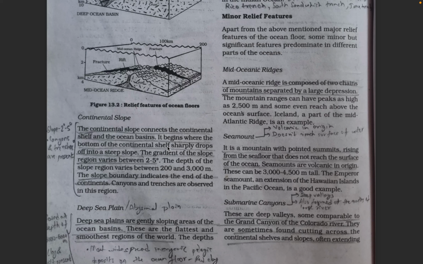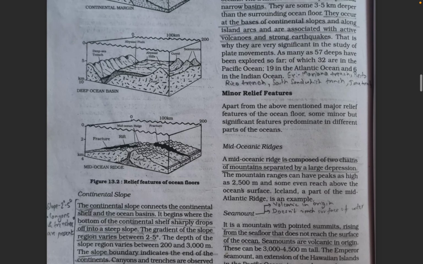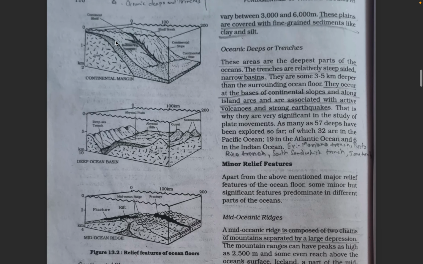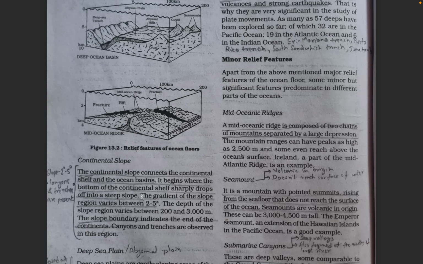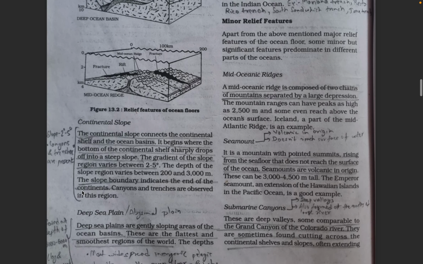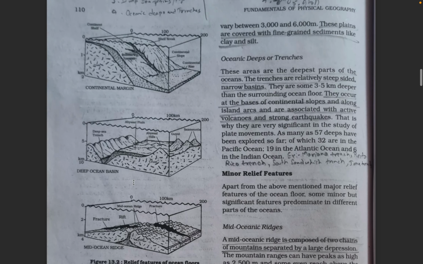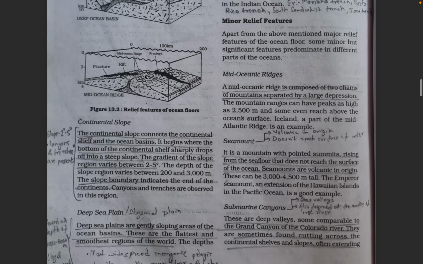It begins where the bottom of the continental shelf sharply drops off into steep slopes. So where the continental shelf sharply drops, a steep slope is detected. This is the continental slope, and the gradient is around 2 to 5 degrees. The slope boundary indicates the end of the continents. This boundary shows the end of the continents.